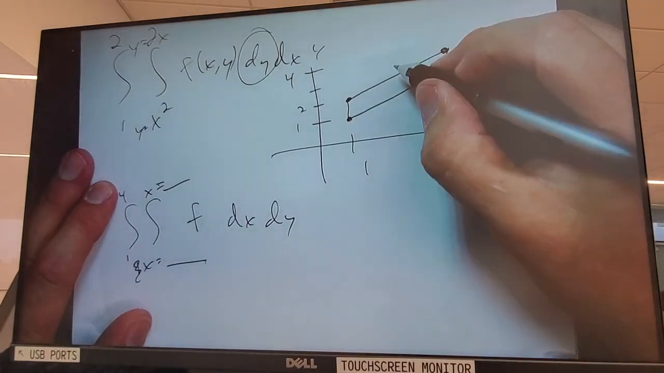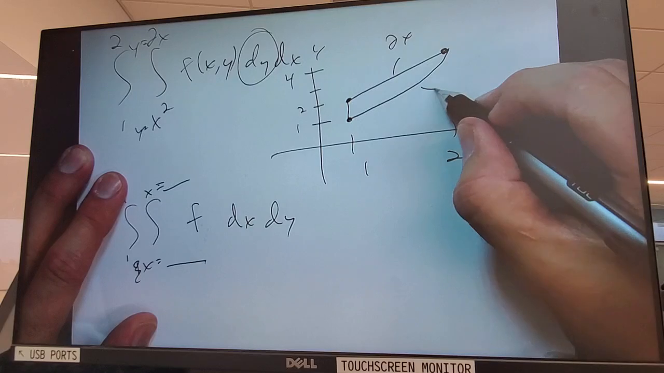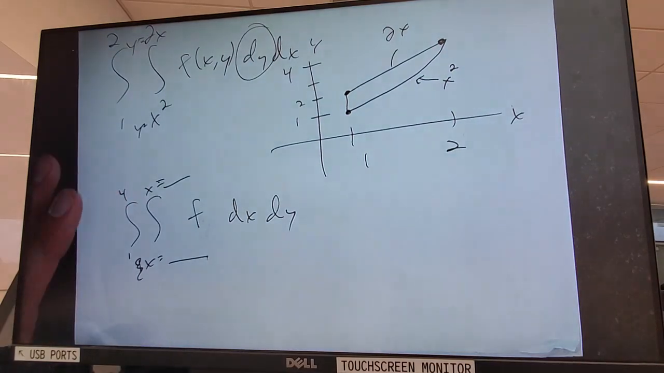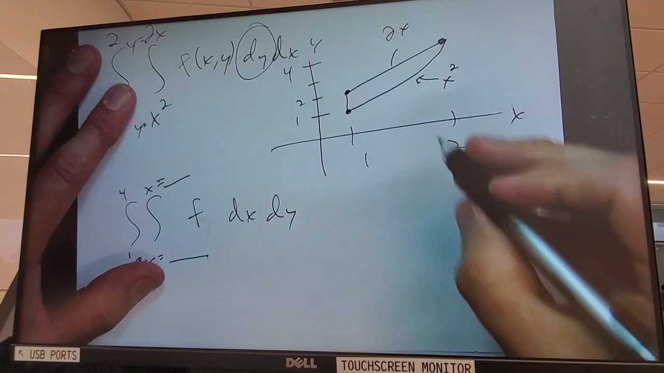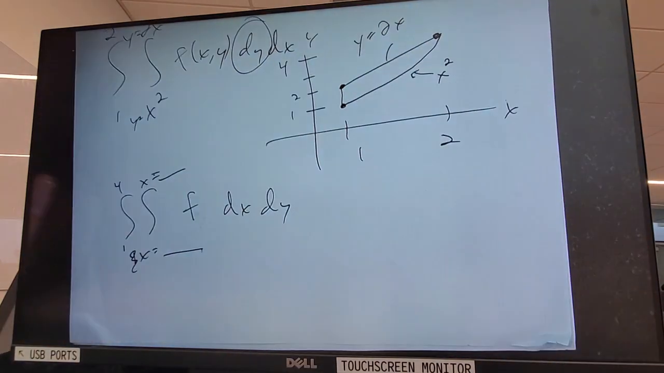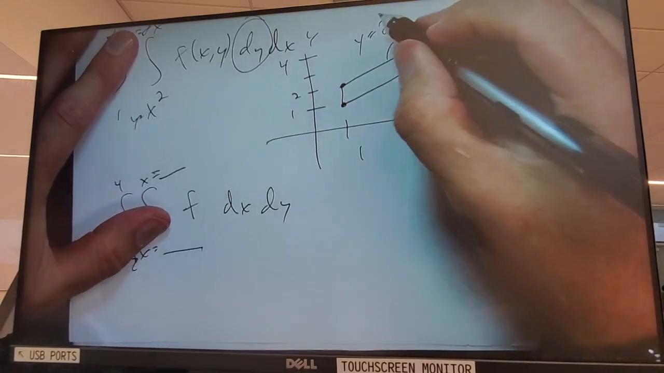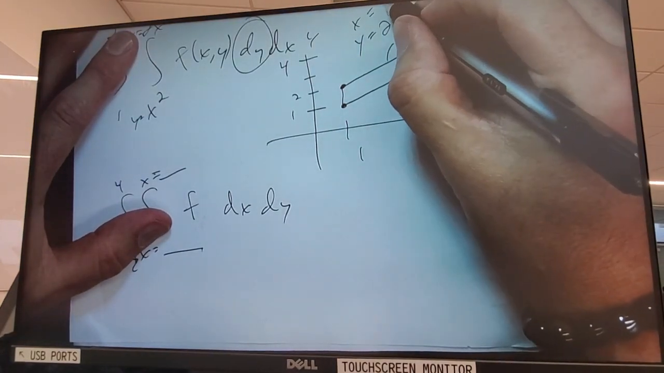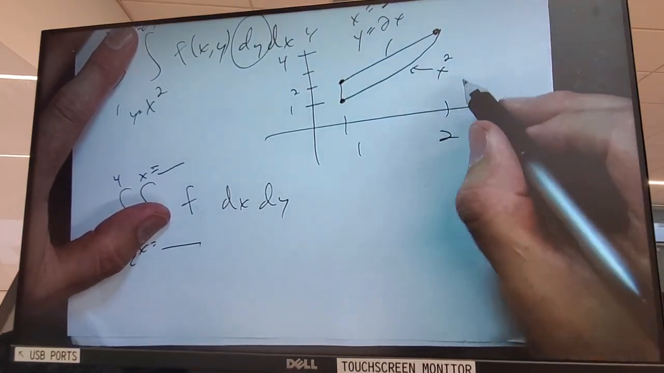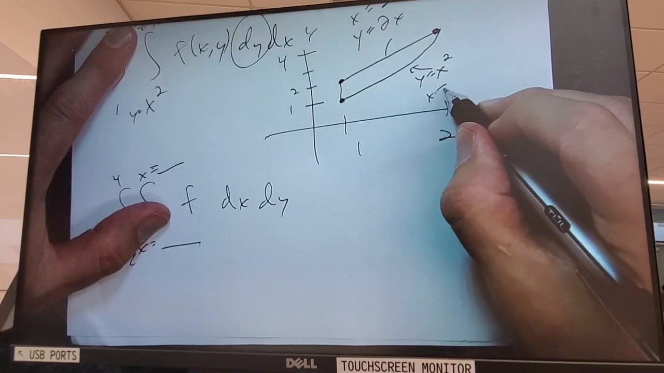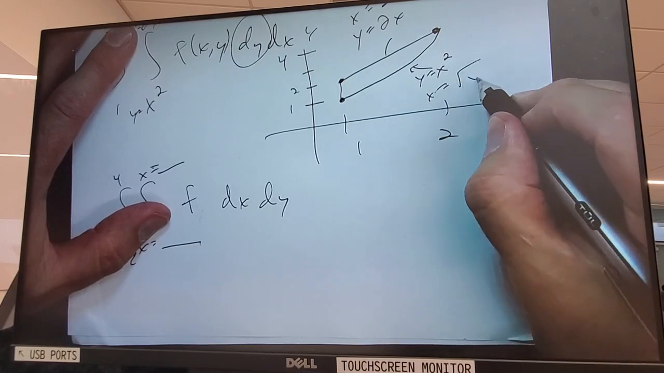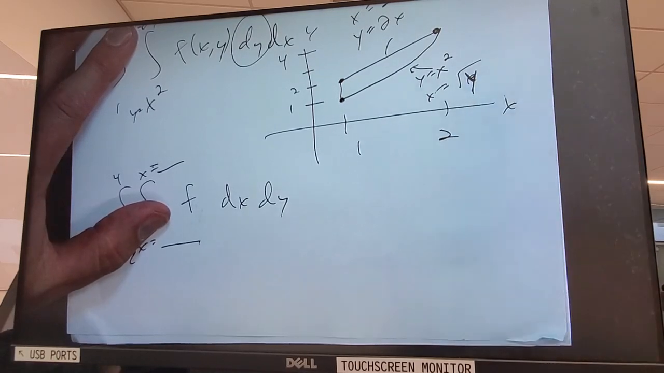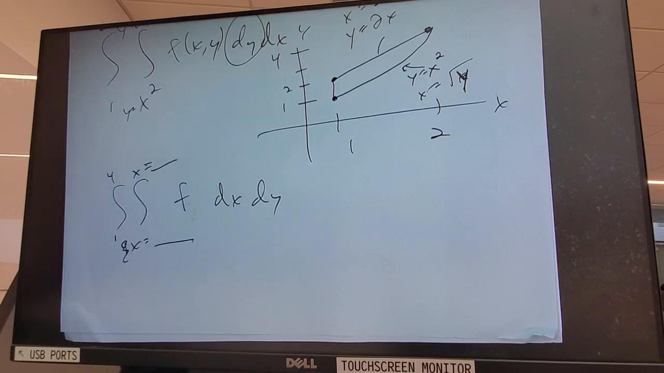So let's label the walls. This wall is 2x, this wall is x squared. So what are those walls now in terms of y? X equals 1/2 y, sure. And then this would be x equals square root of y. And I know it's positive because it's on that side. Yeah. And that was part of the issue on that problem.